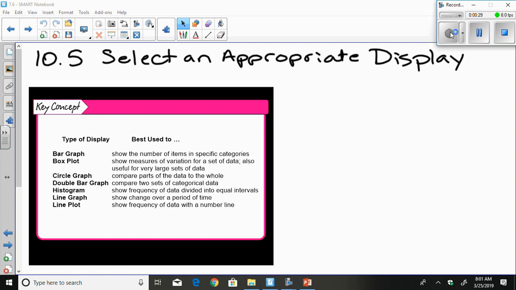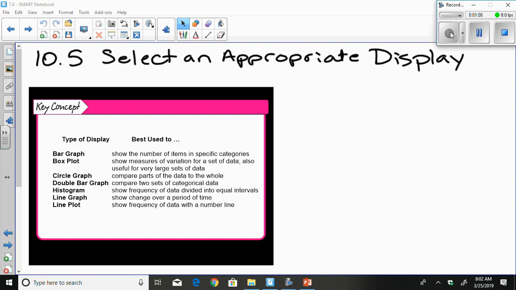A box plot is best to use when you're showing measures of variation for a set of data. It's also used for very large sets of data. So that's the two times that it's best to use that. A circle graph is used to compare parts of data to the whole, not one to the other, but parts to the whole. A double bar graph is whenever you have two sets of data that you need to put together to compare. A histogram is when you need to show the frequency of data and you want it divided into equal intervals.